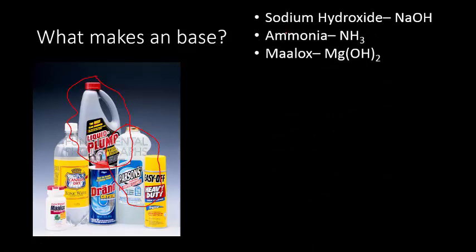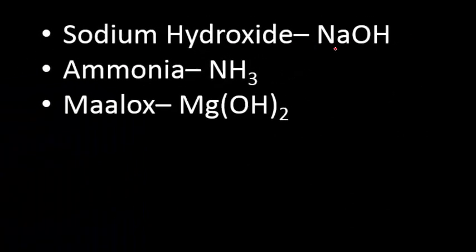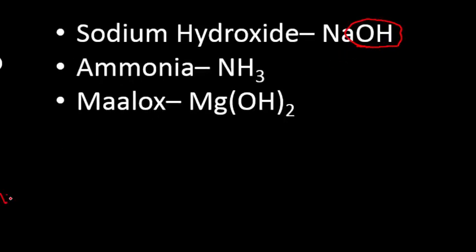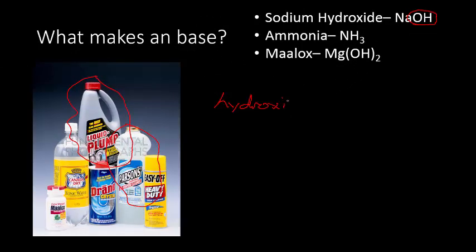Now, bases are a little bit trickier. They don't have this hydrogen that's produced, but one thing that they do produce in solution is this guy right here. We call that, and you're going to want to write this down, hydroxide ion, which is also known as the OH minus ion. Anything that produces this in solution is considered a base. You might ask, how does ammonia produce the hydroxide ion?